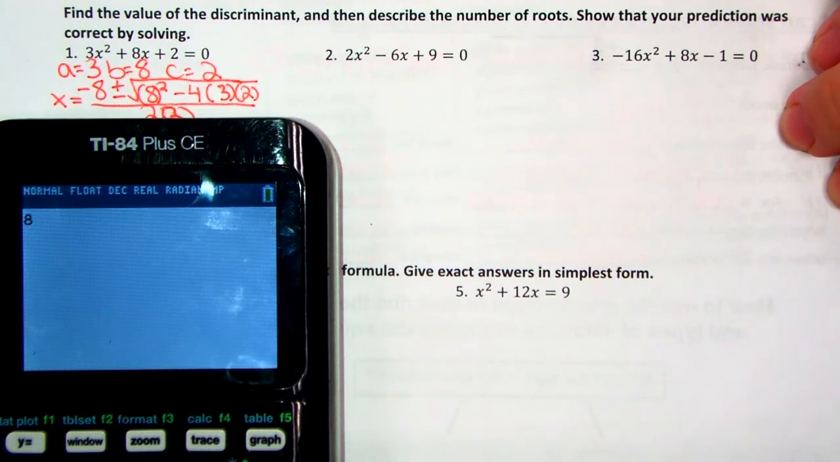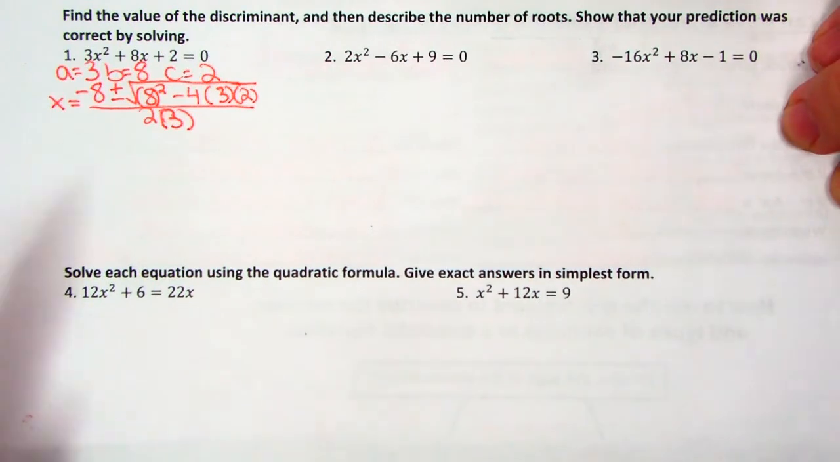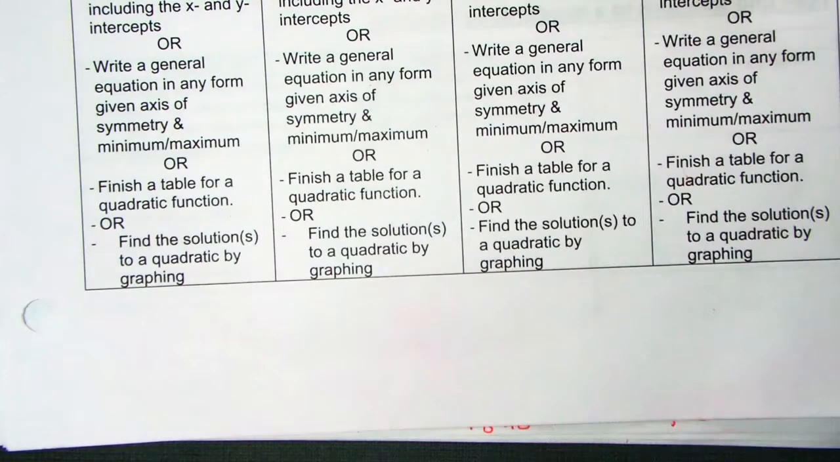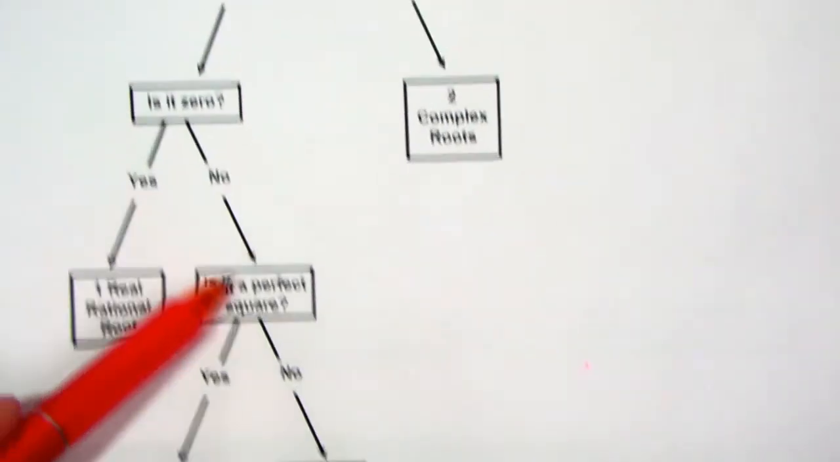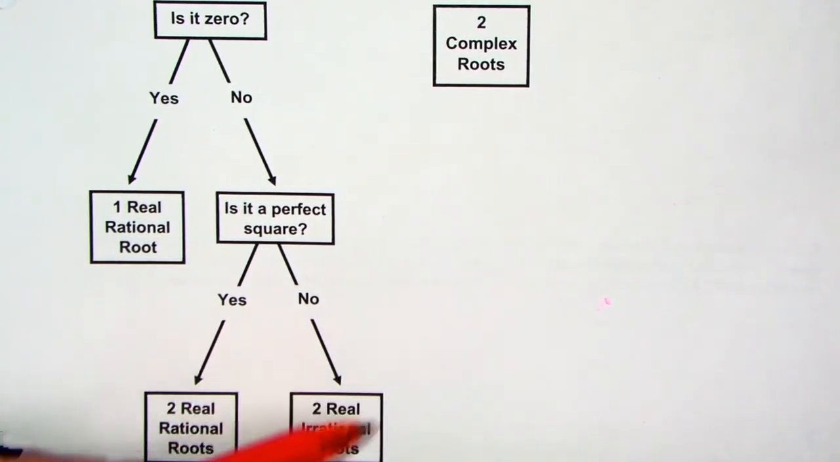8 squared minus 4 times 3 times 2, and I get 40. So my discriminant is equal to 40. That means that if you're using the flow chart, you would say that it's positive, it's not 0, and it's not a perfect square. So we would have two real irrational roots.